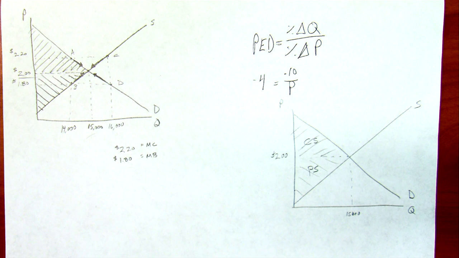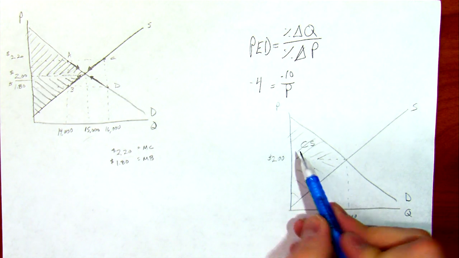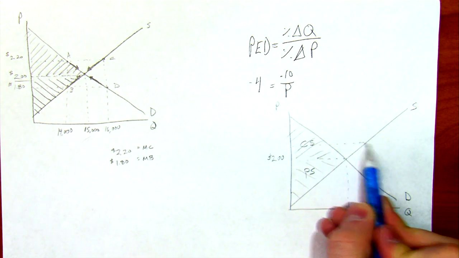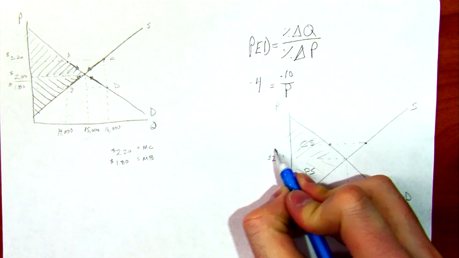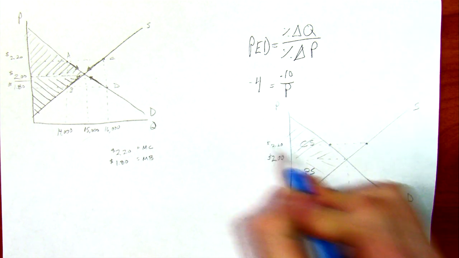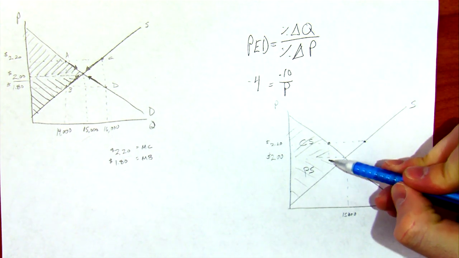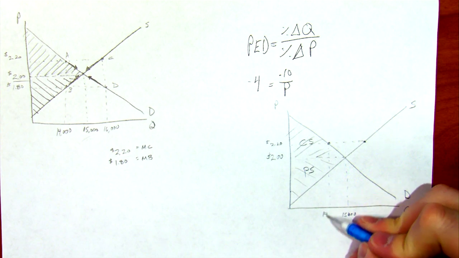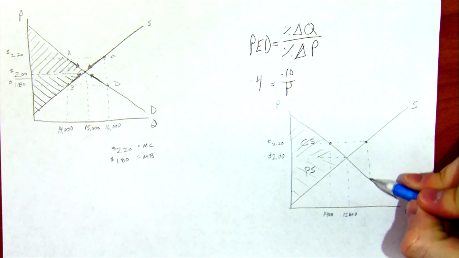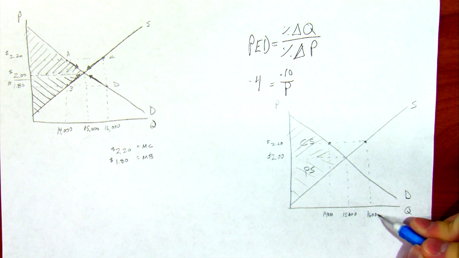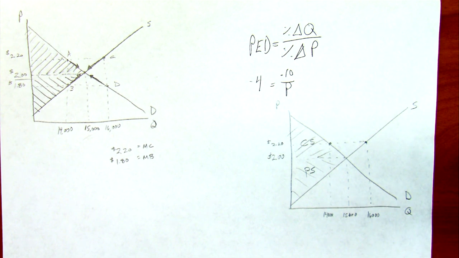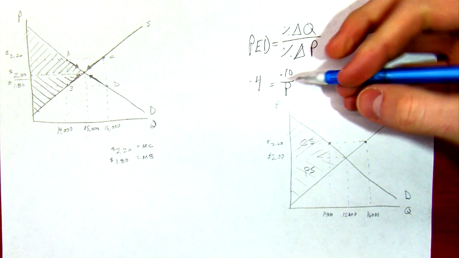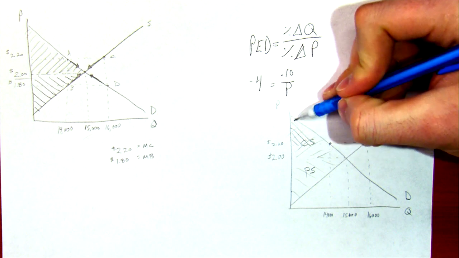So let's see what happens when the price is $2.20. So at $2.20 up here, that puts us at these two points. Only 14,000 are sold. That's all that people are willing and able to buy at that price. But 16,000 are made. In this case, the consumer surplus is above the price at which it's sold. So it's this area right in here.